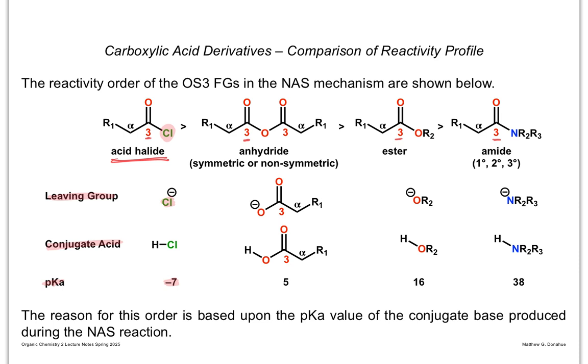And the logic is, as you progress from acid halide, anhydride, ester to amide, the amide leaving group, this N minus, its conjugate acid is an amine, and its pKa is 38. So that's saying of the trend here, that's the worst leaving group.